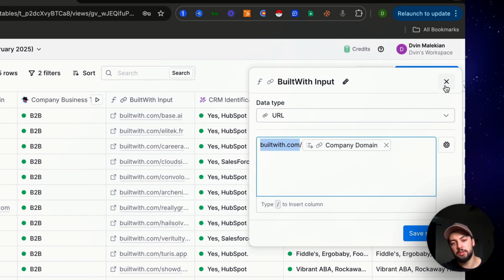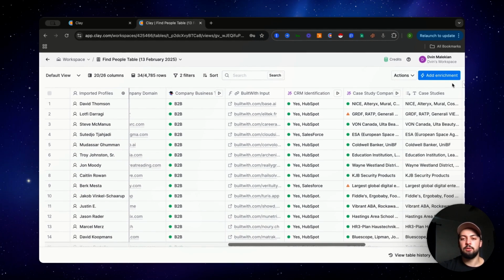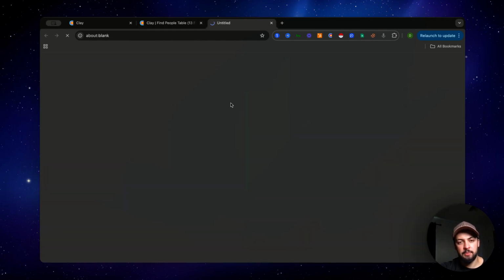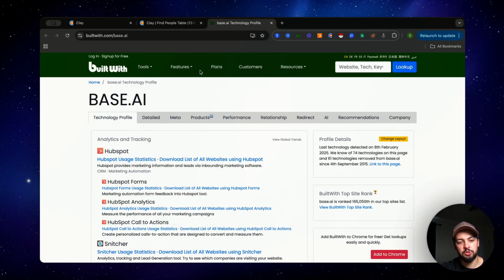And if you guys don't know what Builtwith is, essentially it's a platform that finds the tech stack of whatever company is using, and it's free to use. So if you just go to their website, for example, this one says yes, I found HubSpot. If you go to their website, it does show that they're using HubSpot.